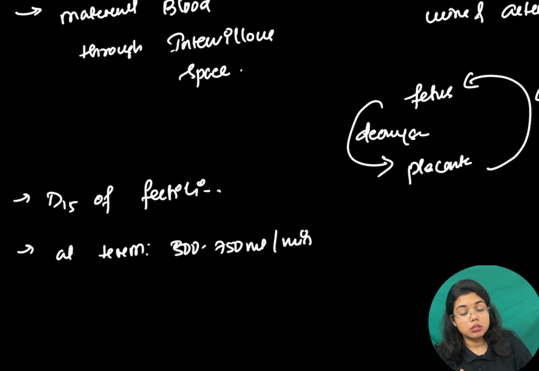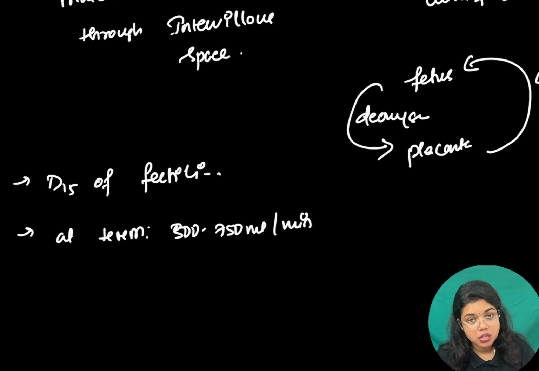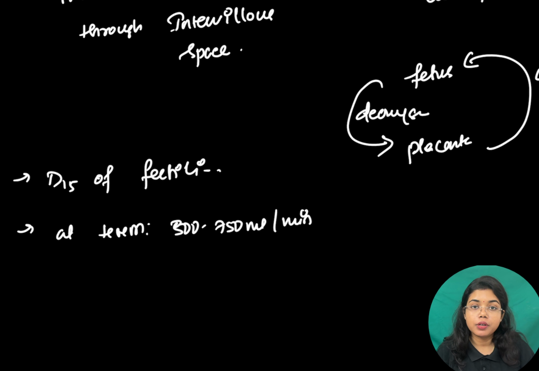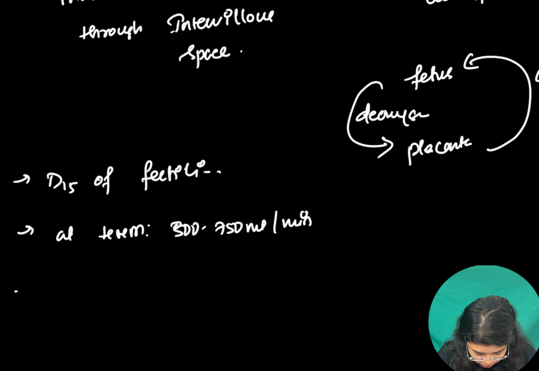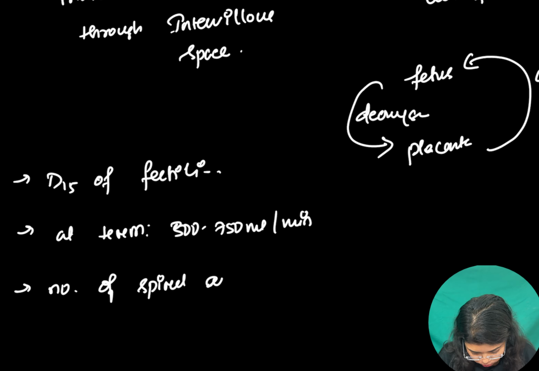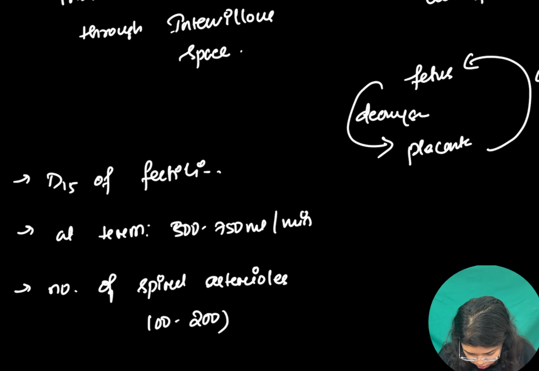See how much volume of blood is flowing, because the fetus needs blood at term. So at term it is 500 to 750 ml per minute. Okay, 750 ml per minute it is flowing, because at that time the blood flow is necessary, it is required for the fetus at term. And the number of spiral arterioles is 100 to 200. Okay, got it?